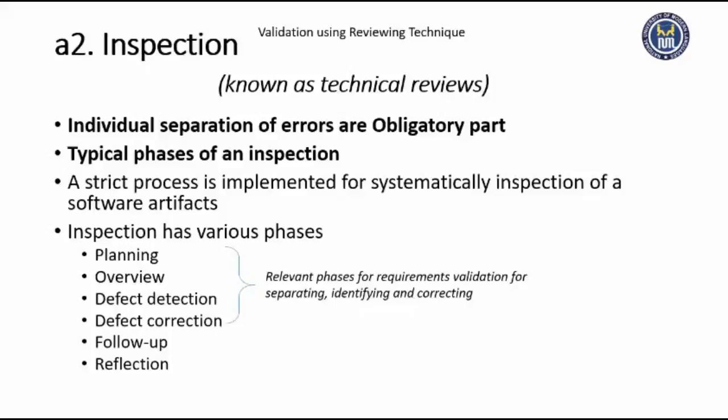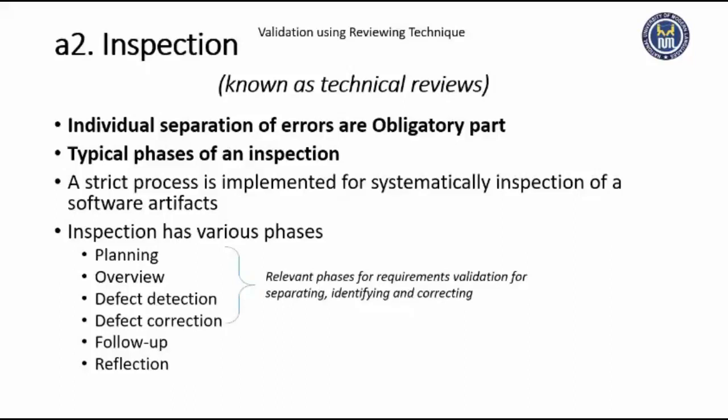But for the review technique for validation, we only use the relevant phases for requirement validation, for separation, identifying, and correction, and these are planning, overview, error detection, and error correction. A strict process is implemented for systematic inspection of the software artifact.